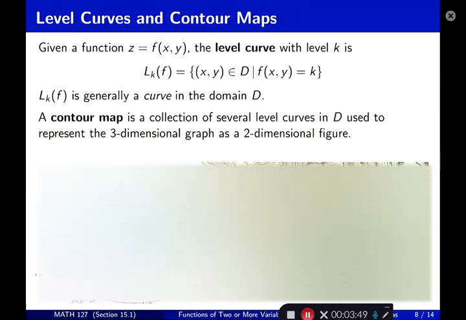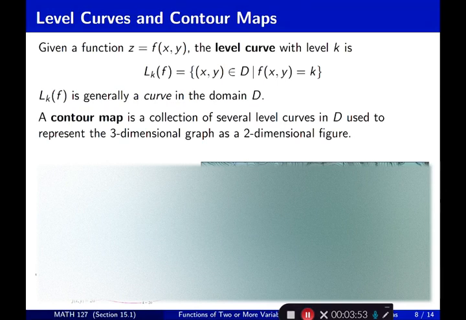And so you've seen this in maps. Like in maps, you see the contour map, and you see all these level curves that tell you what the altitude is at certain places, and then you get an idea where is the highest, where is the lowest, and so on and so forth.